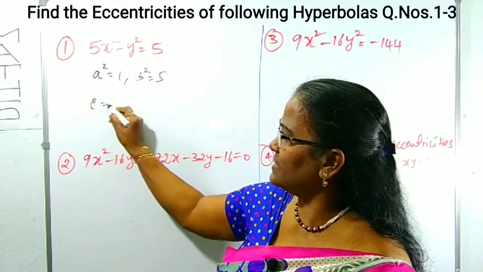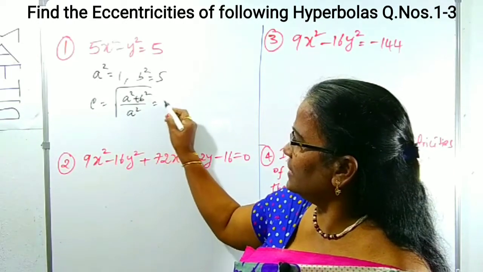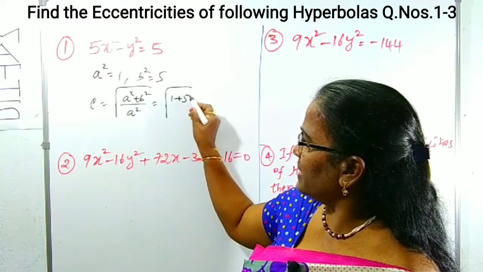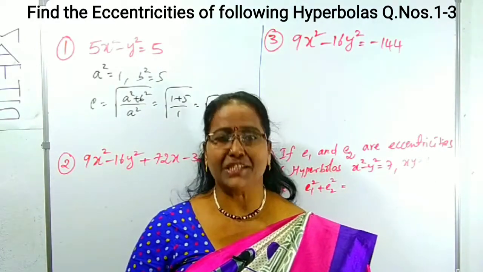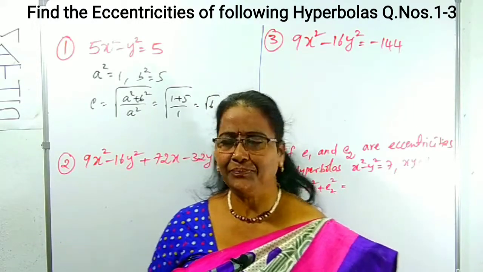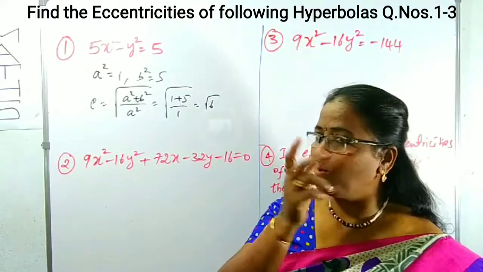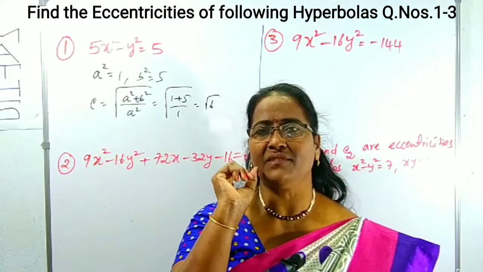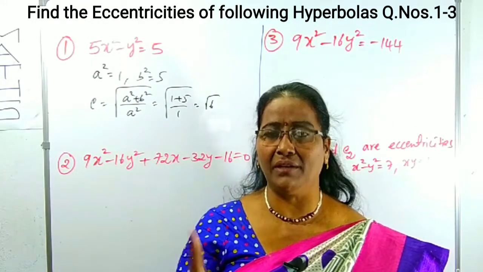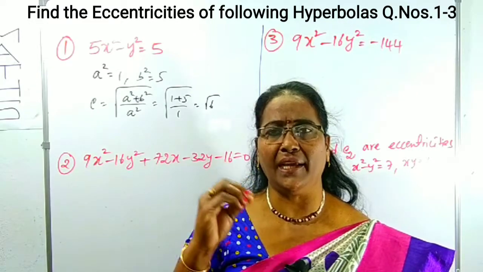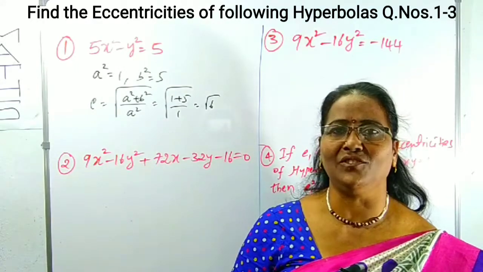Okay, now what is e for this one? Root over a square plus b square by a square, that is root over 1 plus 5 by 1. That means root 6. I already said, the eccentricity of a hyperbola is always greater than 1. Clear? Here we got root 6. What are the two major points we have to recognize? First, we have to recognize whether the given equation is a transverse or conjugate hyperbola. Second, you have to recognize what a square and b square are. So this is the result for question number 1.